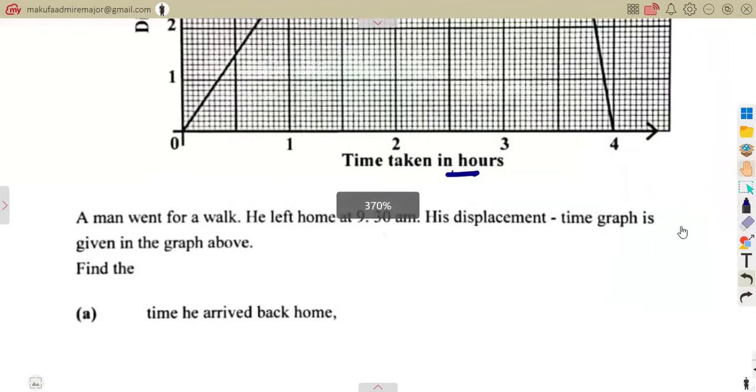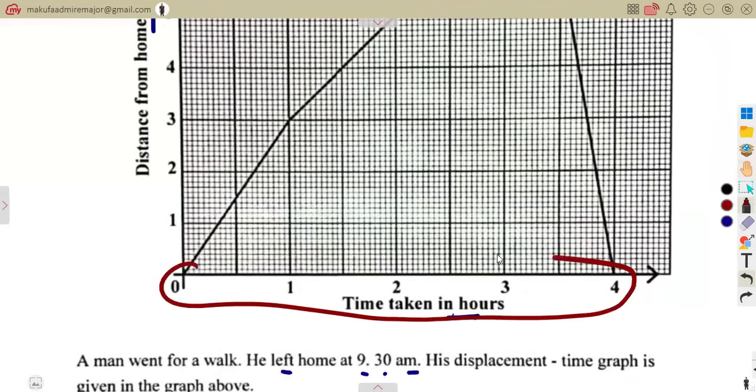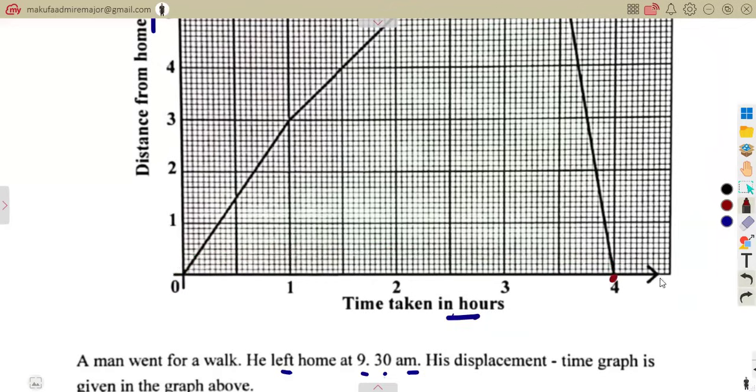All right, so the man here, we are given that he went for a walk. He left home at 9:30 a.m. His displacement time graph is given above, which is the distance time graph. Find A, the time he arrived back home. He covered how many hours? From 0 to 4 hours. This is the time taken in hours: 1, 2, 3, up to 4 hours.